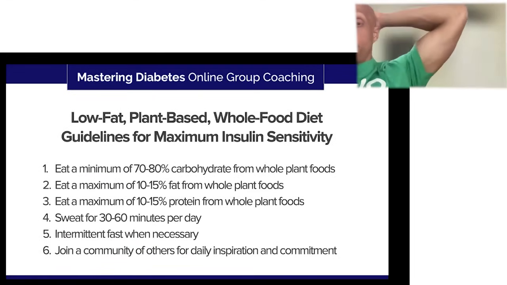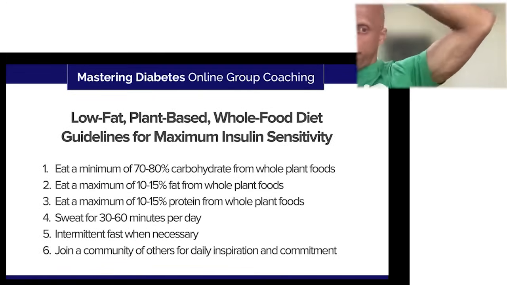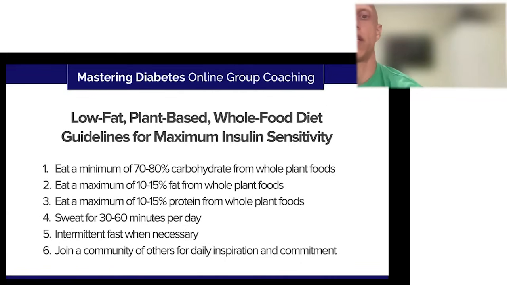Okay, so here's your prescription. Number 1, eat somewhere between 70 to 80% carbohydrate from whole foods, and then somewhere between 10 and 15% from both fat and protein. So you can either eat a 70-15-15 diet or an 80-10-10 diet, something like that. If you're doing it that way, then you're eating carbohydrate-rich, low-fat, low-protein foods that can transform your metabolism from the inside out.